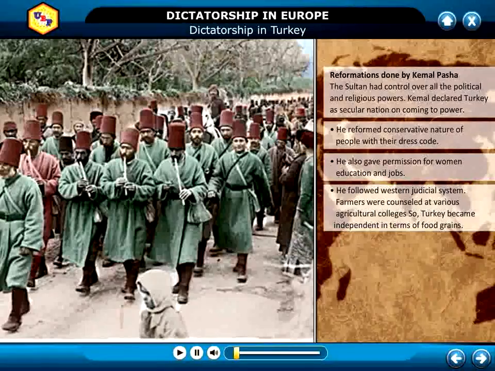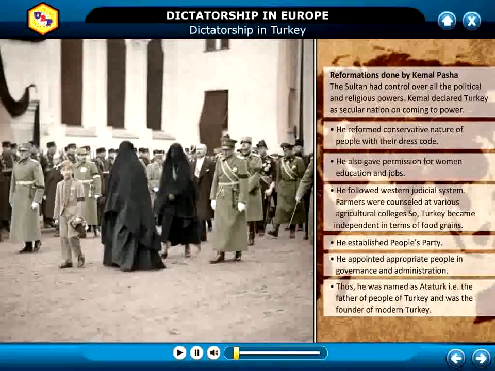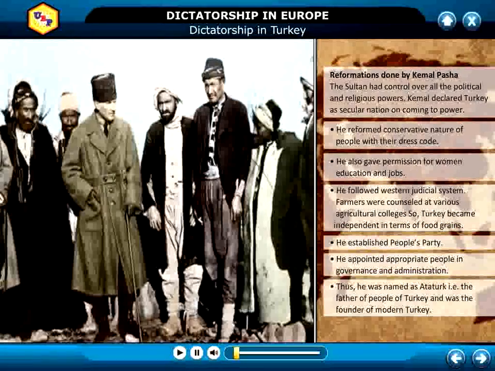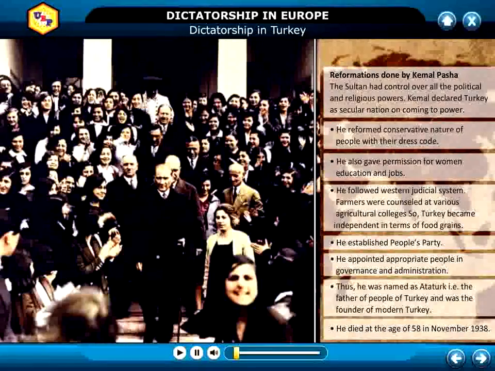Farmers were counseled at various agricultural colleges. So, Turkey became independent in terms of food grains. He established the People's Party. He appointed appropriate people in governance and administration. Thus, he was named Ataturk, that is, the father of the people of Turkey, and was the founder of modern Turkey. He died at the age of 58 in November 1938.